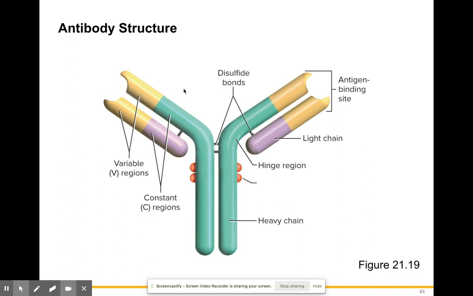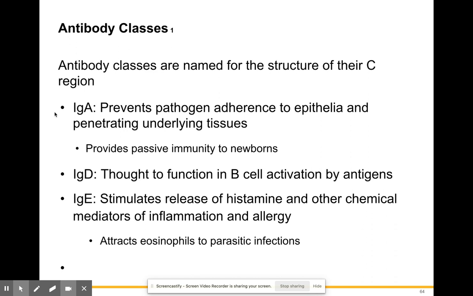It's not going to be the same shape for two different antigens, right? This shape is specifically for COVID, and chickenpox is going to have another specific shape, and polio will have another specific shape, and measles and mumps and rubella are all going to have their own specific shapes. And that's the wonder of antibodies and how great they are. So we have lots of different types of antibodies, right?